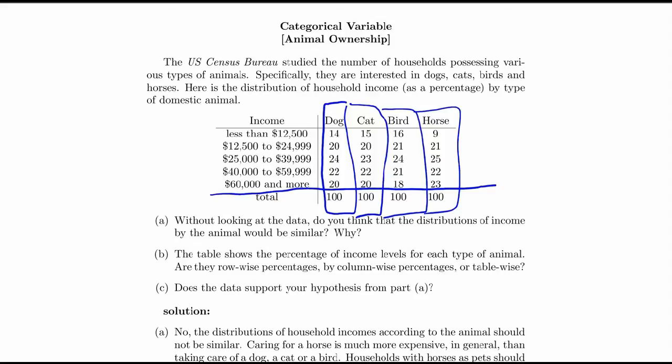This is slightly different for the horse category. And so here, if we look at the distribution of income for the category of less than 12,500, for households that have horses, this only represents 9%, which is lower than 20% for all the other categories. And so the distribution of income is more or less uniform for the categories of dogs, cats, and birds, but it's less so for the category horse, where the category of very low income, or households with very low income, are less represented in this category.